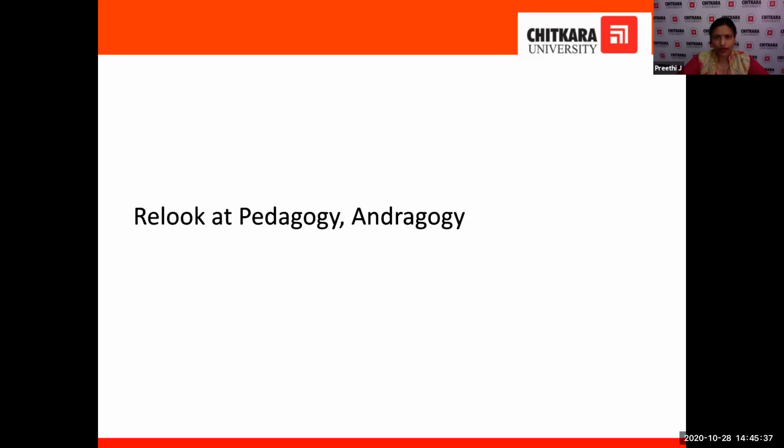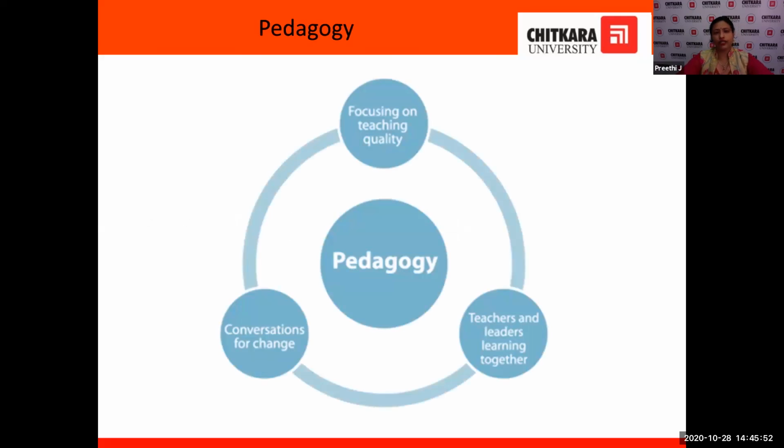Let's take a very quick minute to relook at concepts I'm sure all of you are very familiar with, but I'm just touching on it because then it will help us to compare when we look at Heutagogy. So pedagogy is what we are used to. It is about the teacher who knows the content and the students who have no idea of the content. So it's very teacher dependent, and the teacher shares the knowledge, the skill, and builds up the student capabilities.